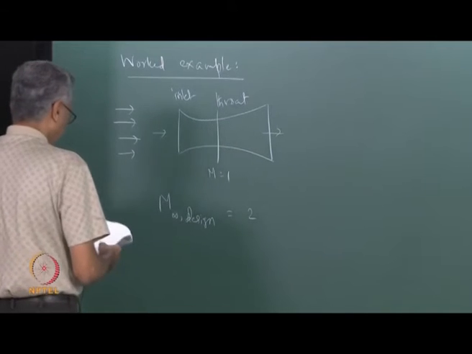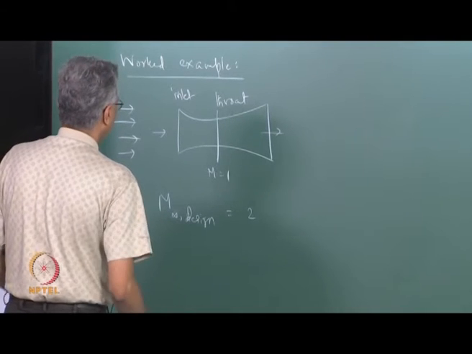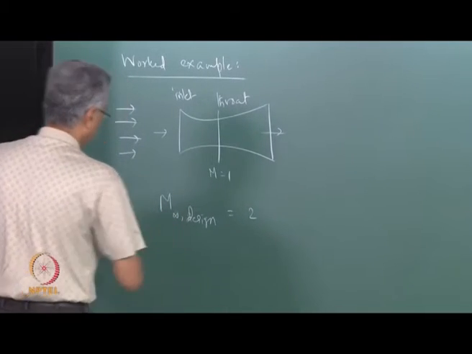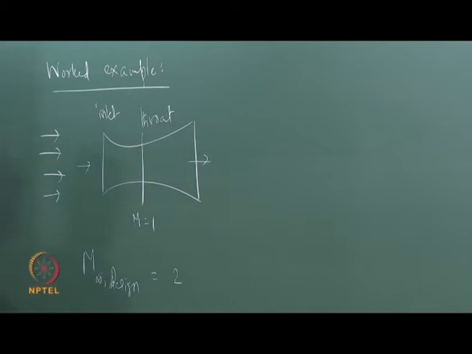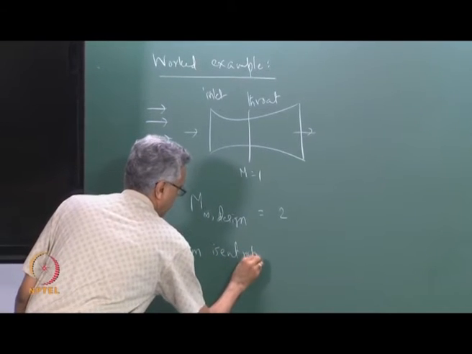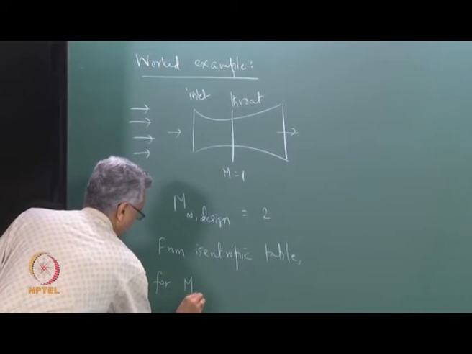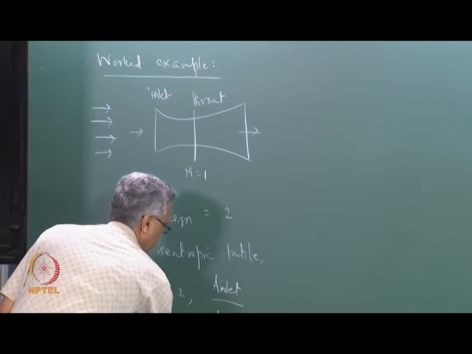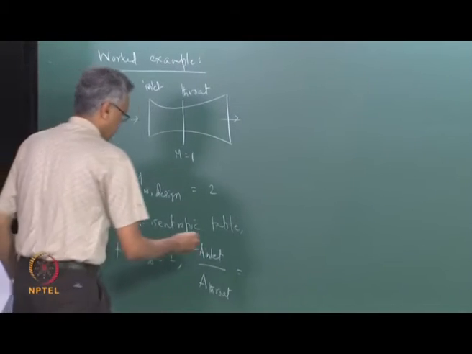We calculated the mass flow rate through the intake for design operating conditions, and we came up with the following things. It was also given that for this value of M infinity, we also obtained from isentropic tables, for M infinity equal to 2, that A inlet divided by A throat is equal to 1.6875.